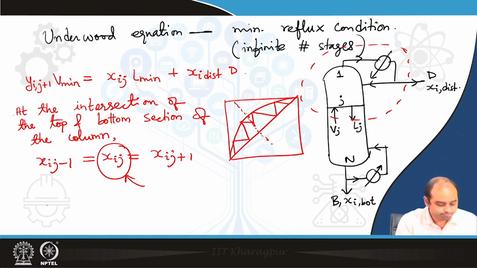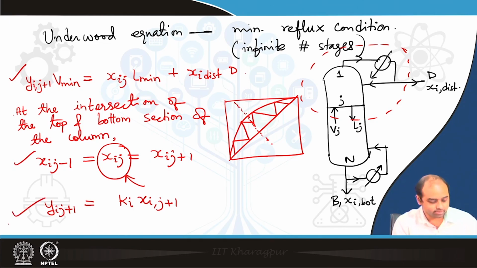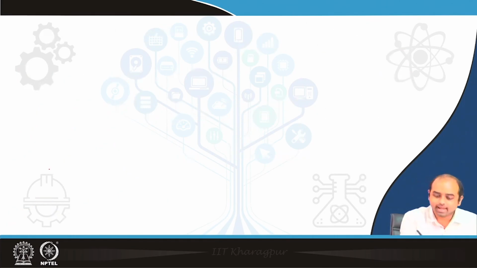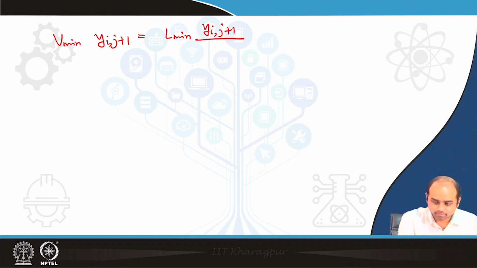So similarly I can write yi,j+1 is Ki xi,j+1 from the phase equilibrium. So if I combine the mass balance equation, the intersection of the bottom and the top sections, as well as the equilibrium relation, if I combine all of these equations, I get this one, isn't it?